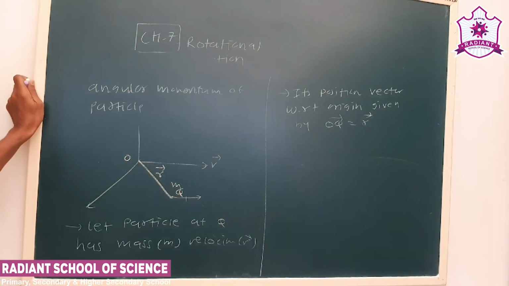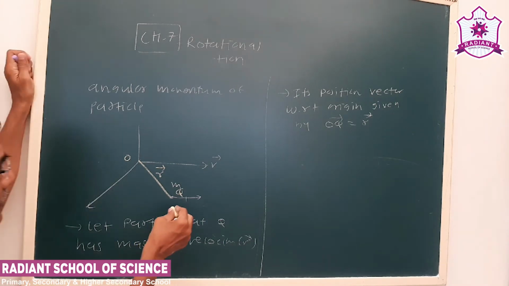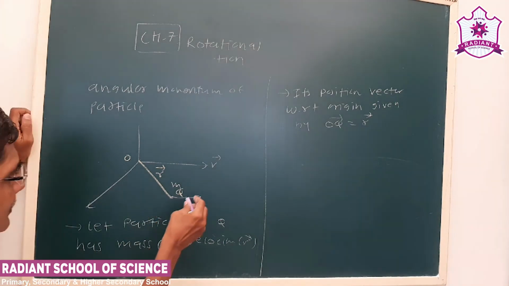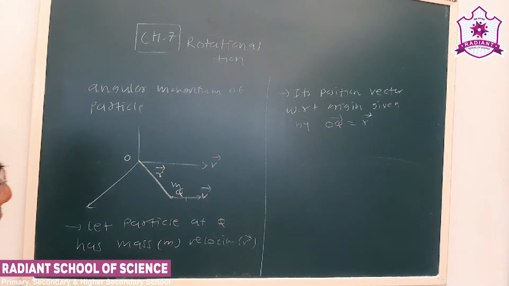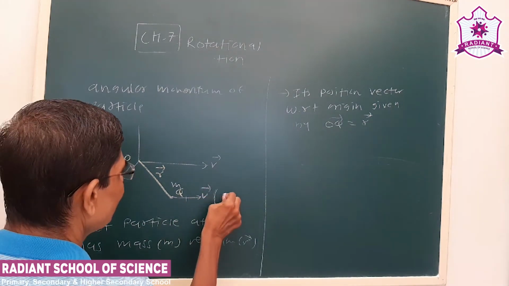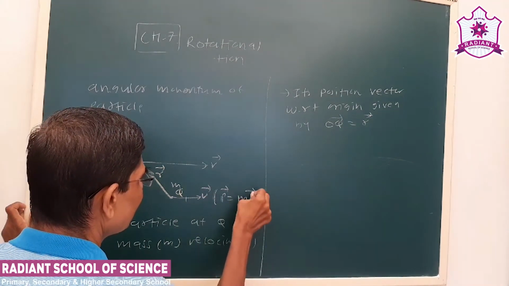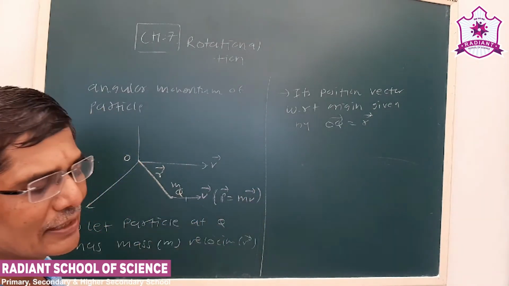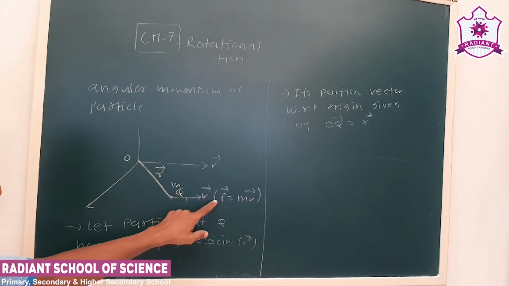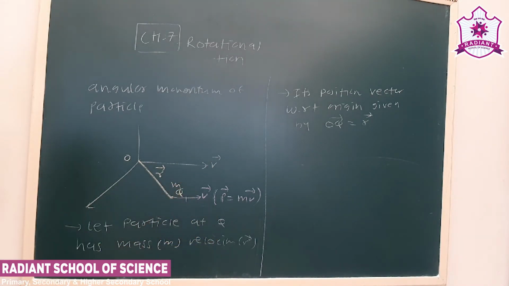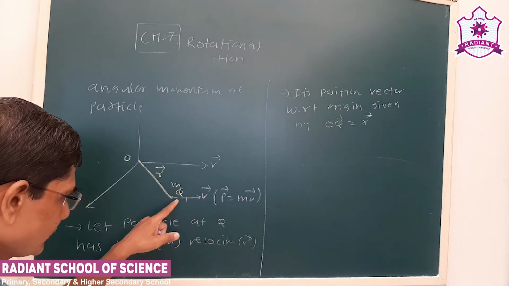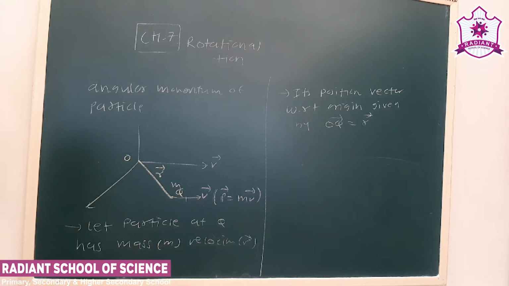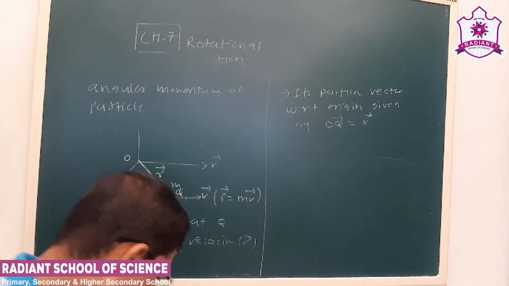Now we know that the product of mass and velocity is momentum. Here v is the velocity of the particle, so the linear momentum will be P equal to mv. Mass is a scalar quantity. Now we know very well that the direction of linear momentum is in the direction of velocity.